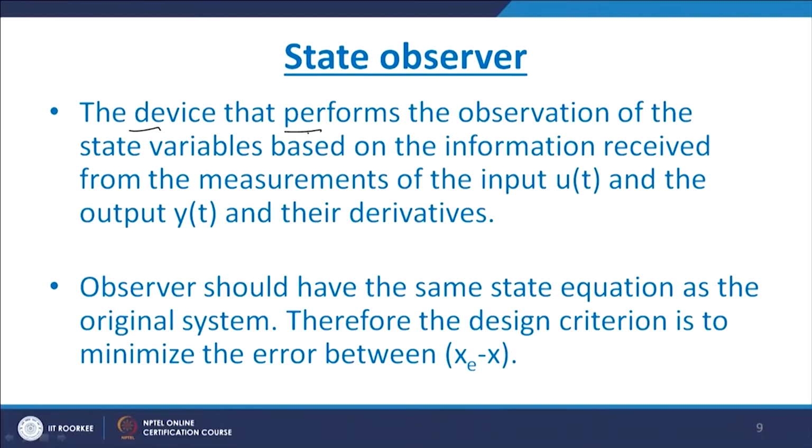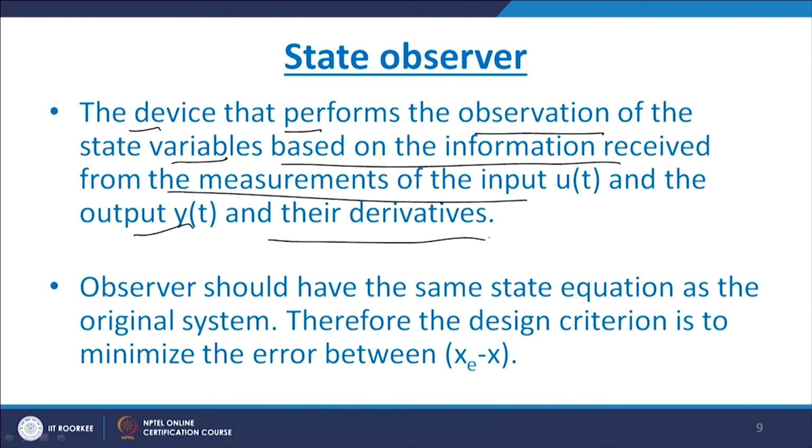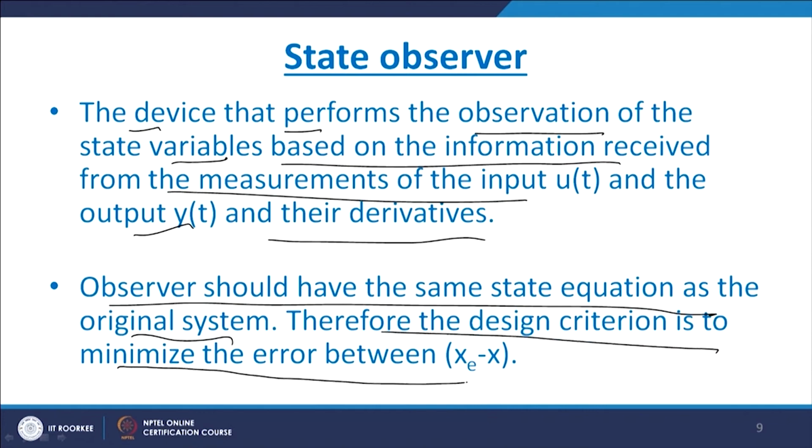The study of, as we have seen, the observer designs. Now we see the various points related to the state observer: the device that performs the observation of the state variables based on the information received from the measurement of input and output and their derivatives. Then second point, the observer should have the same state equation as the original system. Therefore, the design criterion is to minimize the error between x hat and x.